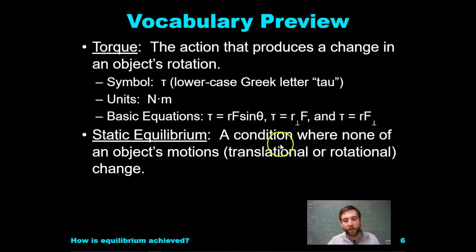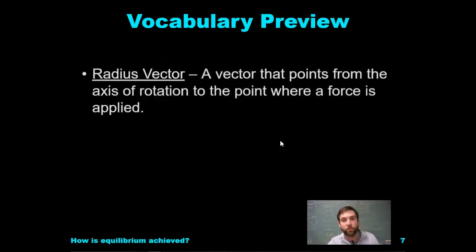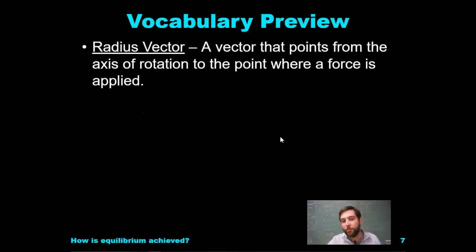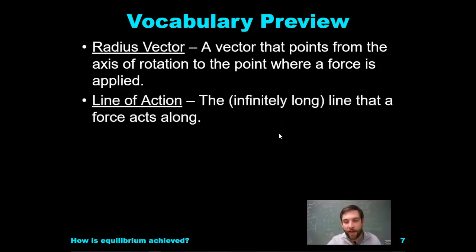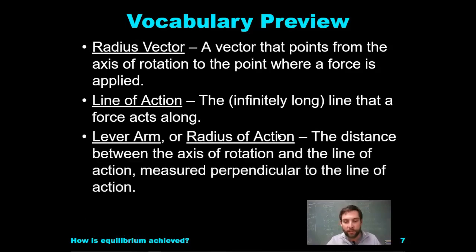Static equilibrium: a condition where none of the object's motions change. So that can be translational or rotational. We have radius vector, a vector that points from the axis of rotation to where a force is applied. That's the R in that last equation. Line of action, the infinitely long line that a force acts along. A lever arm, or radius of action, the distance between the axis of rotation and the line of action, measured perpendicular to the line of action. What? It'll make more sense by the time you get to the end. I hope. It will.